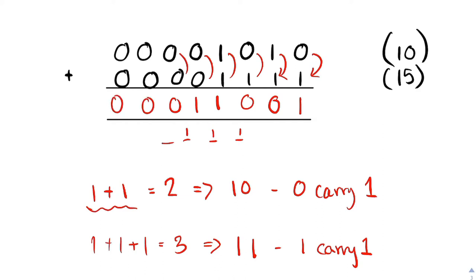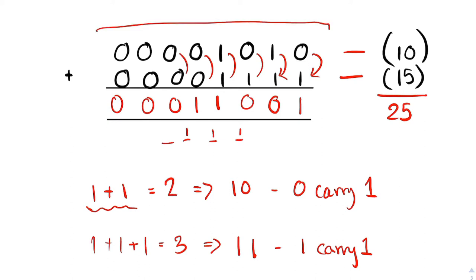So let's just double check our answer. We know that the first line was the equivalent of 10, that second line was the equivalent of 15, so we're expecting an answer of 25. So have we indeed got 25? Let's have a little check. If I put my column headers in, it will help me out.